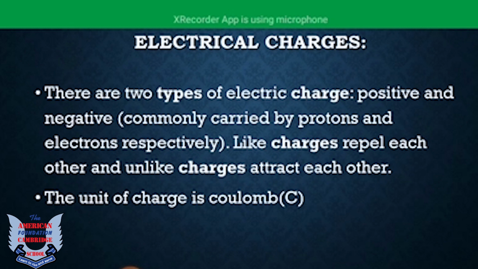These charges are carried by small particles which are known as subatomic particles, and in metals they are loosely bound and free to move, whereas in non-metals they are tightly bound and cannot move from their positions. One more thing, these subatomic particles are contained in an atom, and the particle which carries the positive charge is known as the proton, and the particle which carries the negative charge is known as the electron.